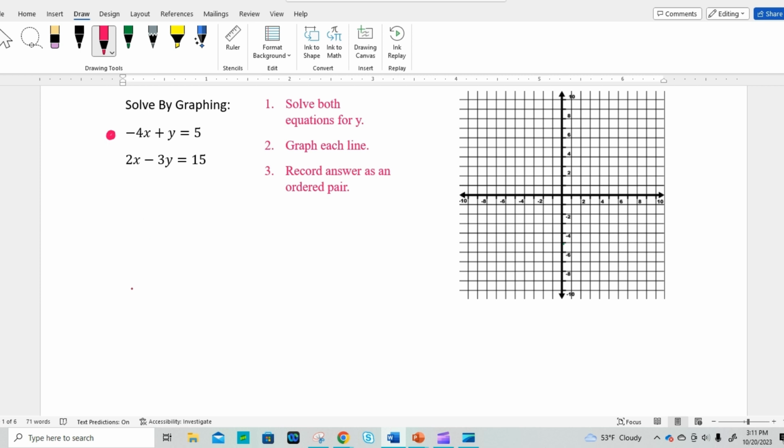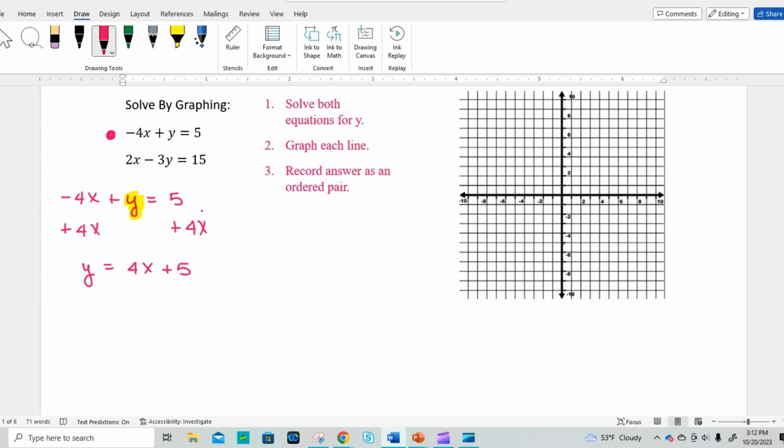I'm going to solve this first one for y. I'm going to solve it in pink. So I have negative 4x plus y is equal to 5. My goal is to solve for y. Right now, y is not alone. I've got a negative 4x here. So I'm going to treat this just like an equation. If I wanted to move that term to the other side, I would add 4x to both sides. So I get y is equal to 4x plus 5.